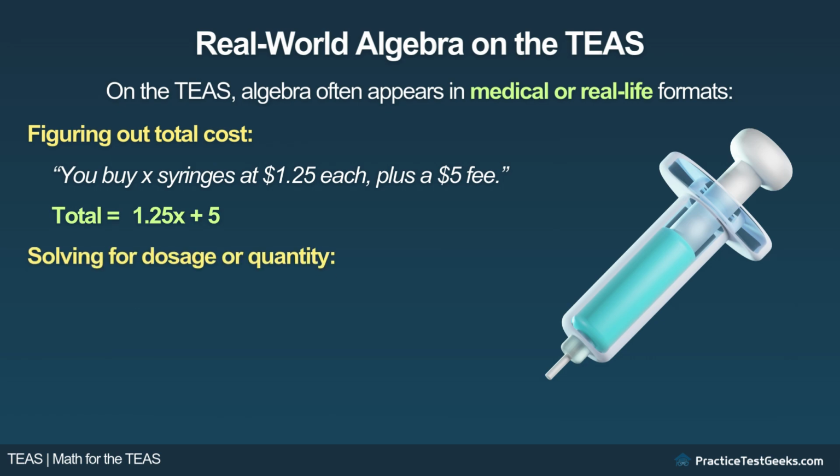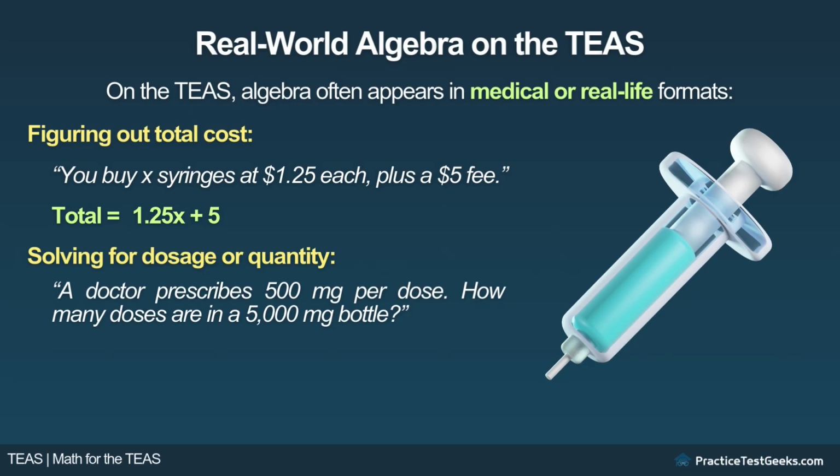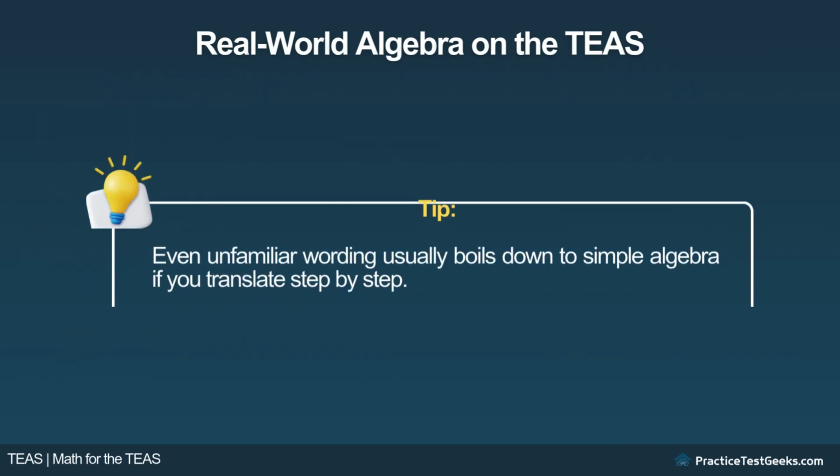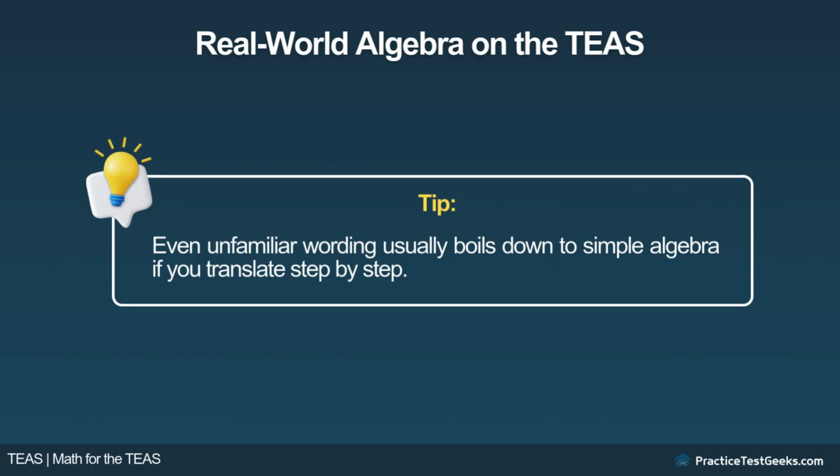Next, you might be asked to solve for dosage or quantity. For example, a doctor prescribes 500 milligrams per dose. How many doses are in a 5,000 milligram bottle? Set it up like this. 500x equals 5,000, then divide both sides by 500. x equals 10 doses. You may also see problems that compare values or measurements using equations, especially in dosage, time, or cost comparisons. TEAS tip. Even if the wording seems unfamiliar, almost every problem can be broken down into simple algebra. Translate step by step, and you've got this.